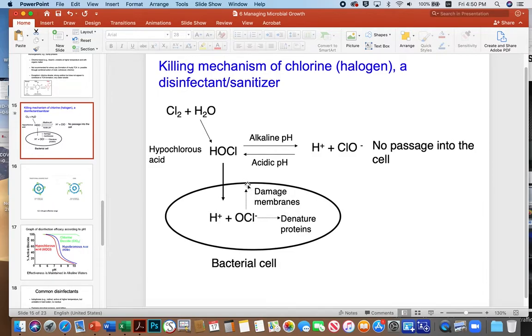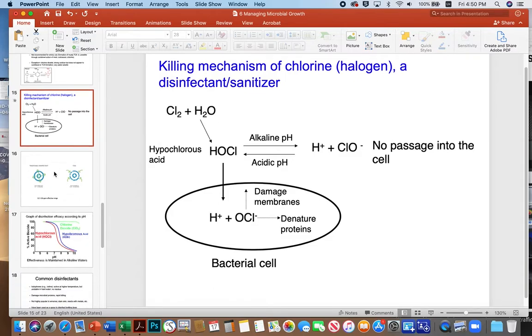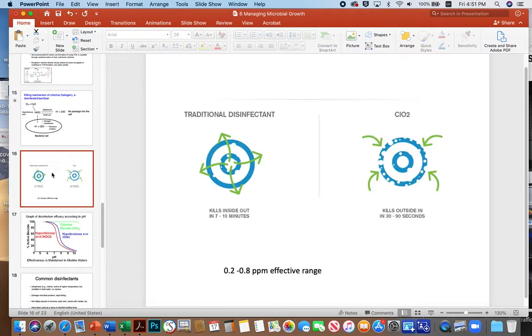And so this damage allows content of the cell to leak out into the environment, like ATP, for example, or just nutrients in general. It just creates all kinds of havoc. And so here's a little bit of an example of traditional disinfectant working from the inside out, like I showed you. But then chlorine dioxide is actually strong enough to oxidize and damage membranes from the inside out. It doesn't, so it's not as pH sensitive for that reason.